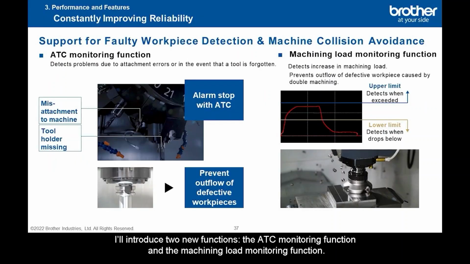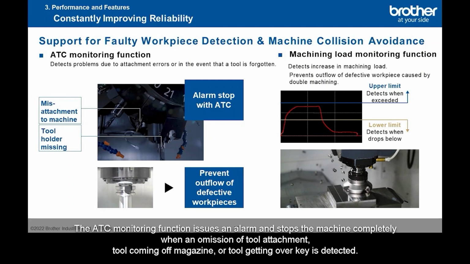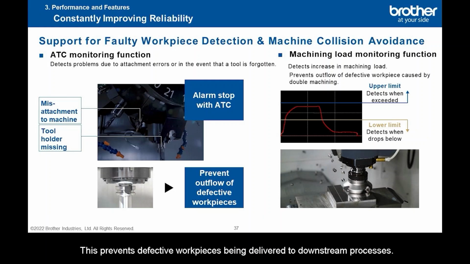We also introduce two new functions: the ATC monitoring function and the machining load monitoring function. The ATC monitoring function issues an alarm and stops the machine completely when an omission of tool attachment, tool coming off the magazine, or tool getting over the key is detected. This prevents defective workpieces being delivered to downstream processes.